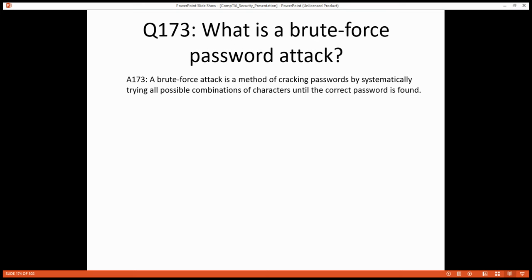Q173. What is a brute force password attack? A173. A brute force attack is a method of cracking passwords by systematically trying all possible combinations of characters until the correct password is found.